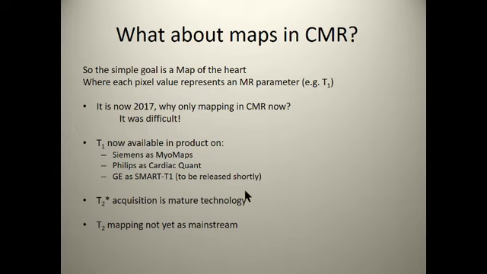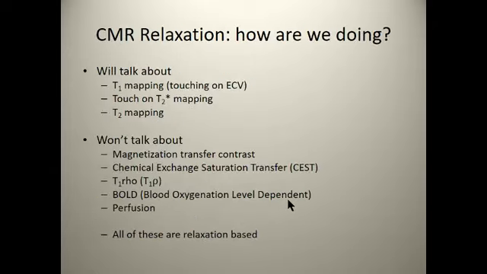But T1 mapping is now available as a product, so you can buy it from the manufacturers: on Siemens as MyoMaps, Philips as Cardiac Quant, and GE have a smart T1 product, which is going to be released quite shortly, I'm told. T2 Star, on the other hand, is actually quite a mature technology using gradient echoes, and T2 mapping is not really yet mainstream. But all these three things are available quite widely in the research community.